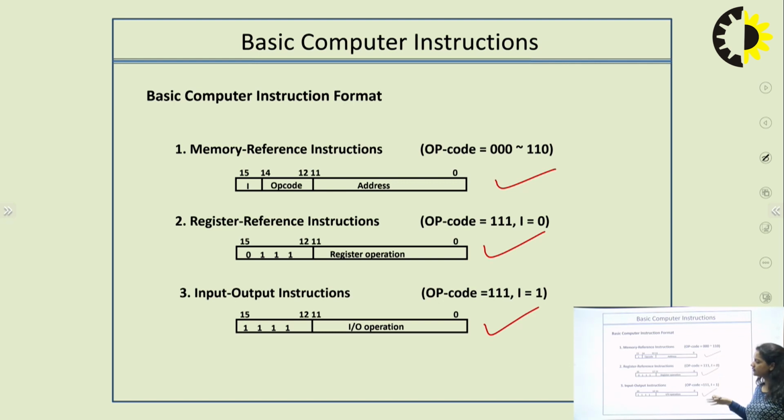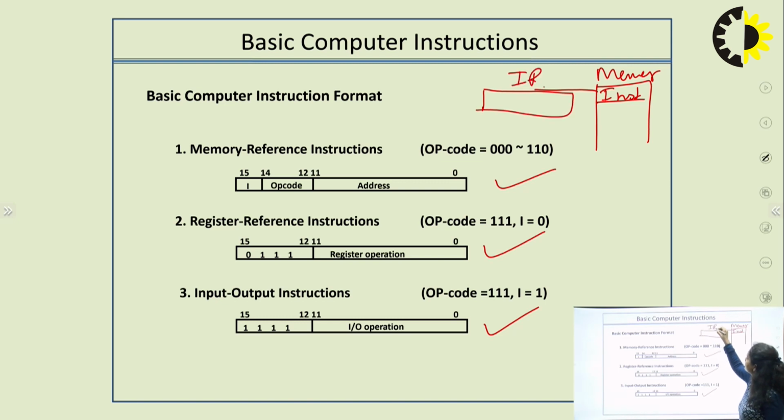And how can we differentiate them? That will be according to their 16-bit code. When the instruction is fetched from the memory to the IR register, which is 16 bits, after that we decode it. We come to know which particular type it is going to be: either a memory reference, register reference, or input-output reference.